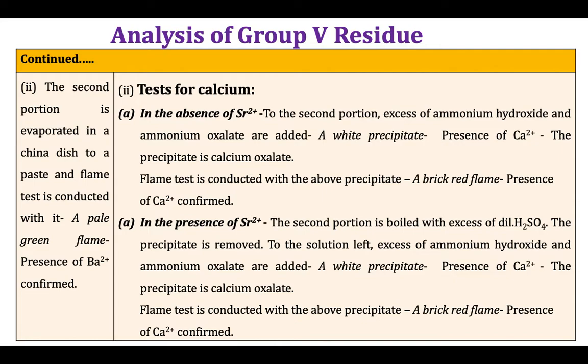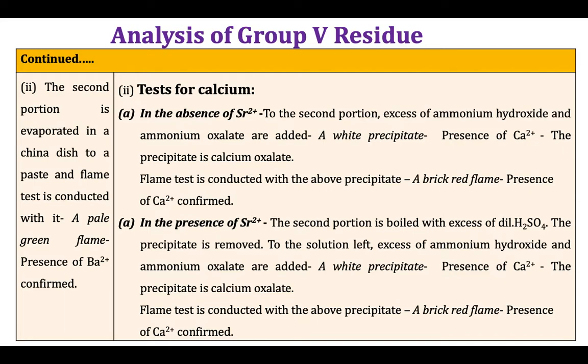The second portion is evaporated in a china dish and made into a paste. And using this paste, a flame test is conducted. A glass rod dipped in this paste is shown to a non-luminous flame. And if we observe a green flame, it indicates the presence of barium. This is the confirmatory test for barium.